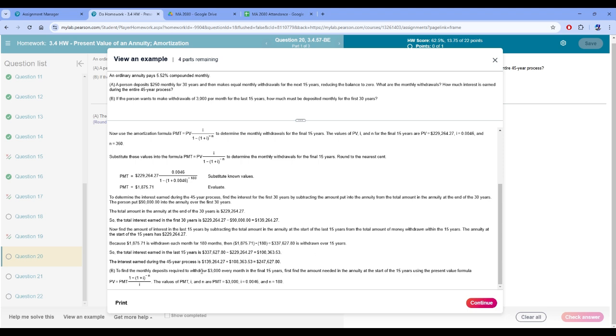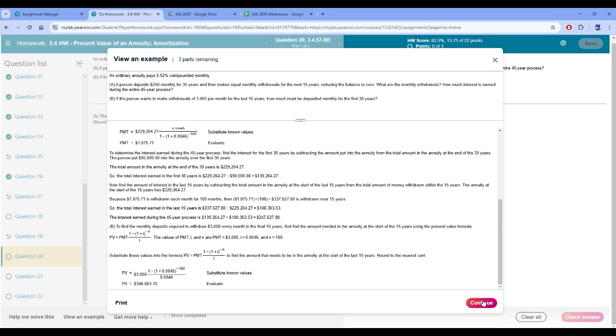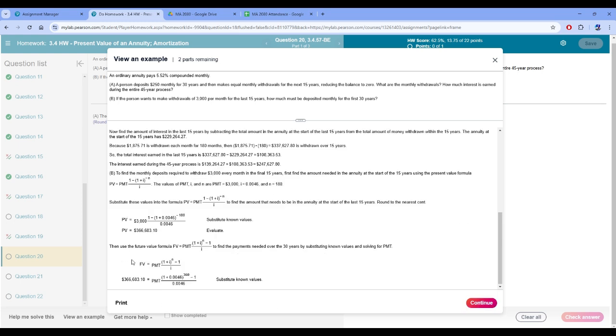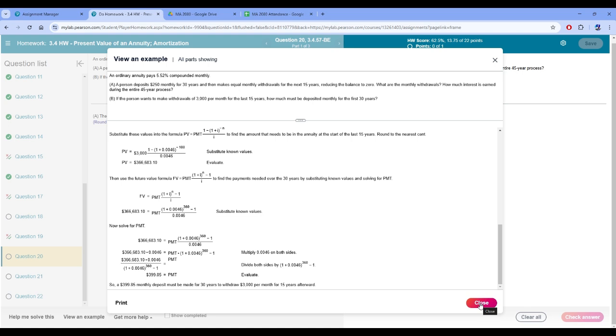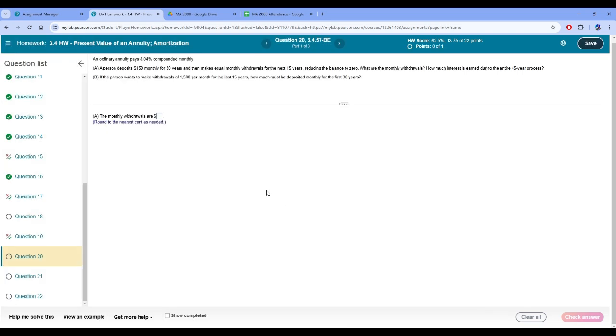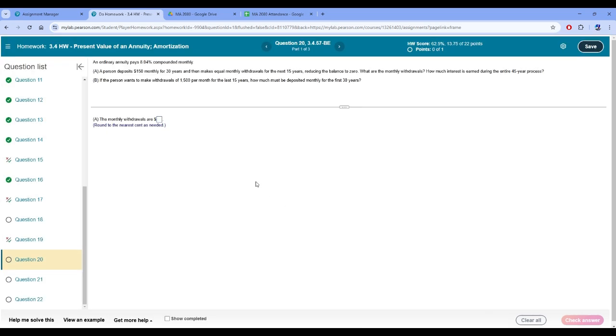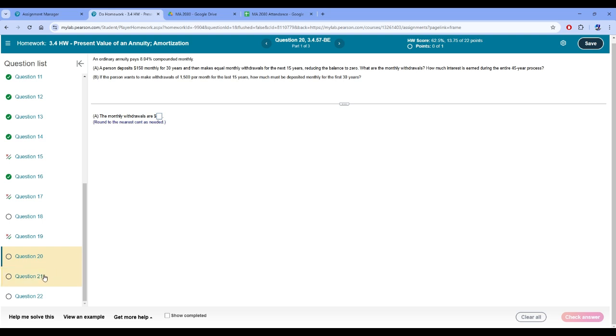To find the monthly deposits required to withdraw $3,000 per month, now you've got to work backwards. So if he wants $3,000 per month, you have to first find out how much should be in the pot, and then once you have how much is in the pot, you've got to figure out how much he's going to deposit over the first years. Wow, that's a heck of a question. Good luck.